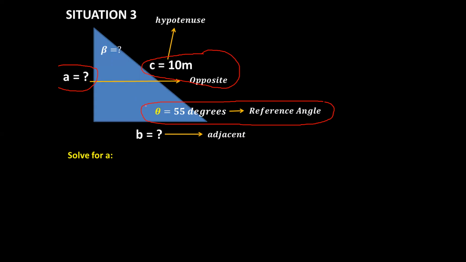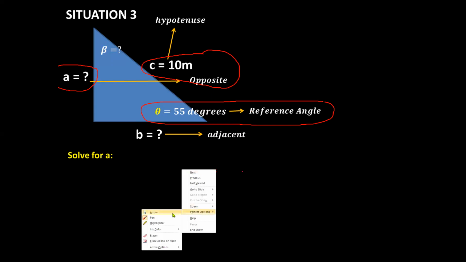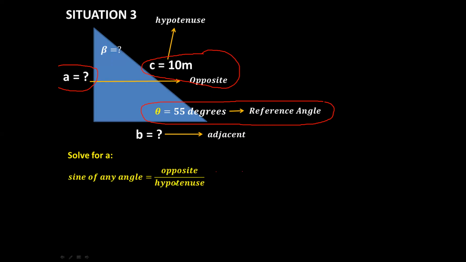So, isa-sign natin ang theta. Ang sine ng theta now is equal to opposite over hypotenuse. So, let us see. Calculate na natin ang ating unknown variable. The sine of any angle is opposite over hypotenuse is the function that we need to use. Now, the sine of theta is equal to A over C dahil si A ang opposite, dahil si C naman ang hypotenuse. So, direct substitution, ang value ng theta is 55 at ang C is 10. Sine 55 now is equal to A over 10.